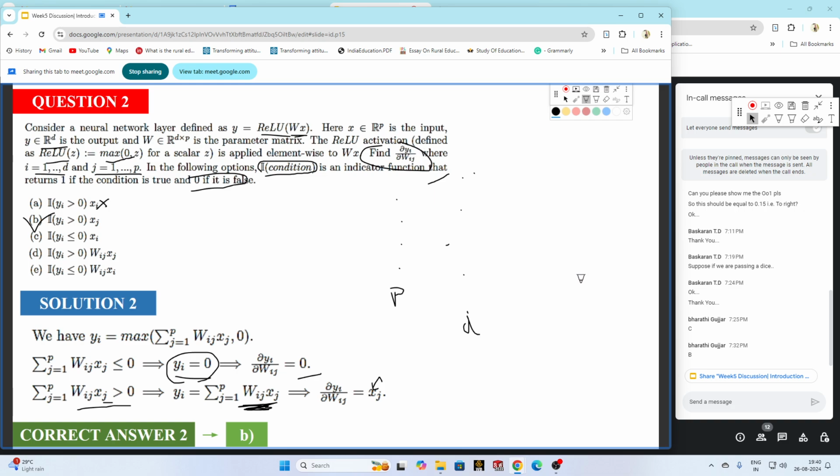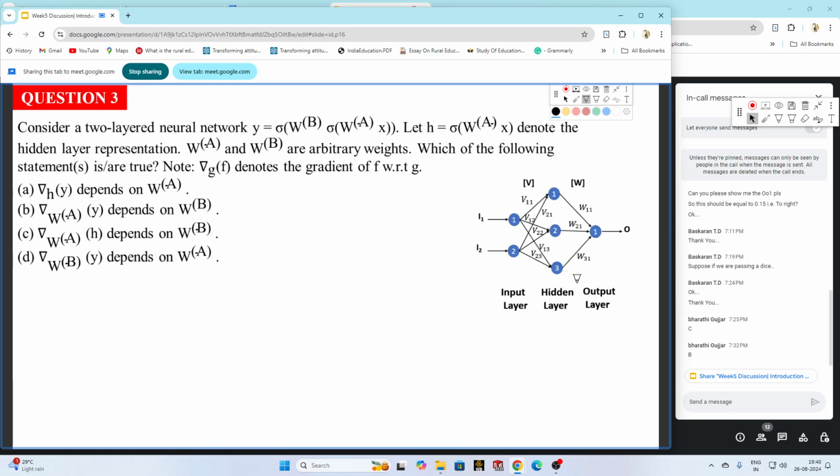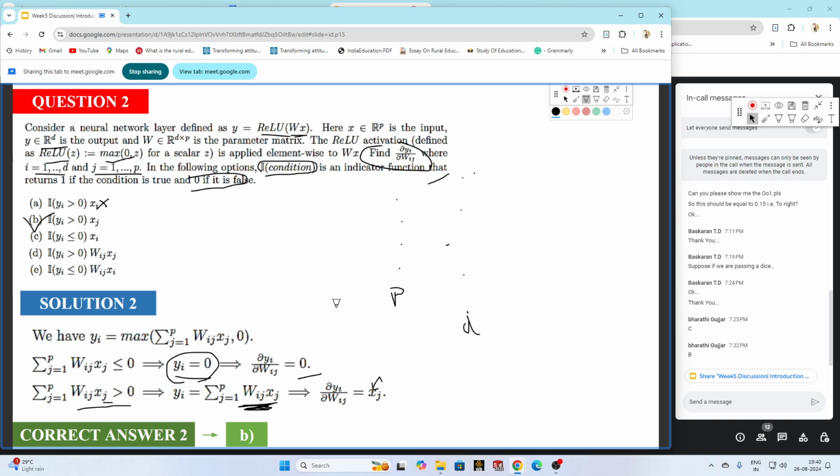Now let's move on to the next. Any doubt in this question? Again, an important question. Any doubt? Here we have learnt to use this activation function, that is relu.